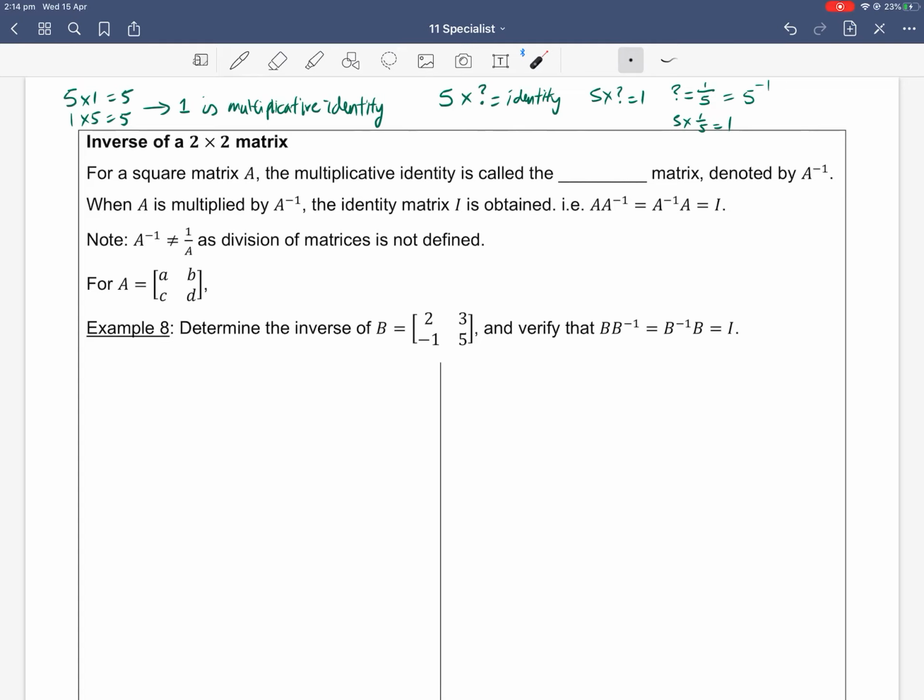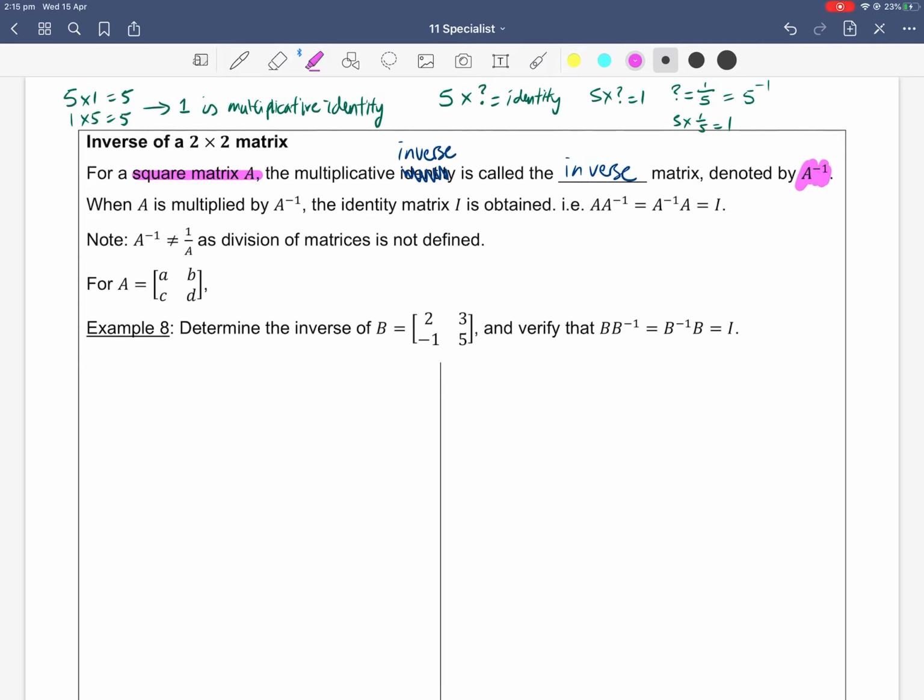So instead we use this thing called inverse, which looks like a similar notation, but the idea is slightly different as well. So definition for a square matrix. So it only works for square matrices. The multiplicative, that's a typo. That should not be identity. It should say inverse. The multiplicative inverse is called the inverse matrix.